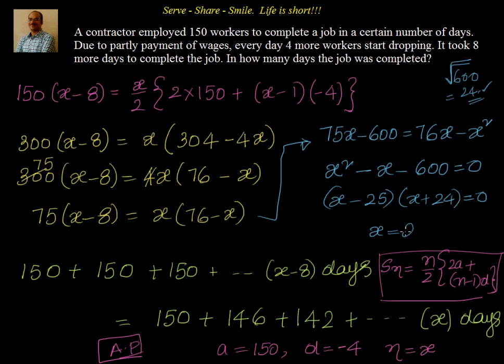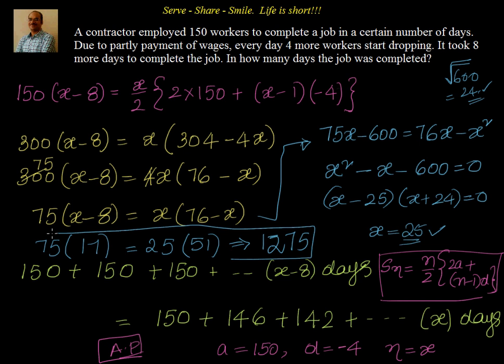So x = 25. That means the number of days it took to complete the job is 25. Now let's verify this. 75 into (x − 8), that is 17, should be equal to x, which is 25, into (76 − 25), which is 51. Let's multiply this. 75 into 17: 17 times 70 is 1190, plus 85, 1275. 25 into 51 is also 1275. So both of them are the same, and that's the solution for this problem.